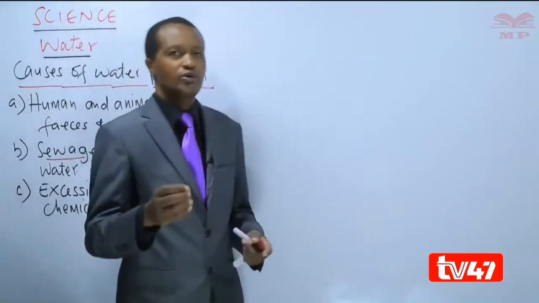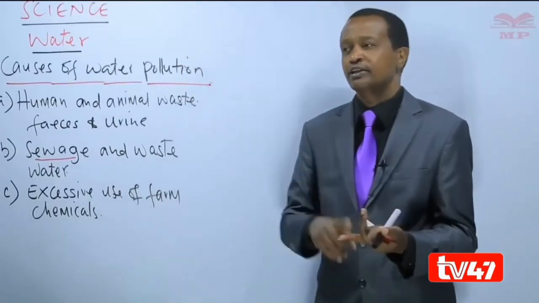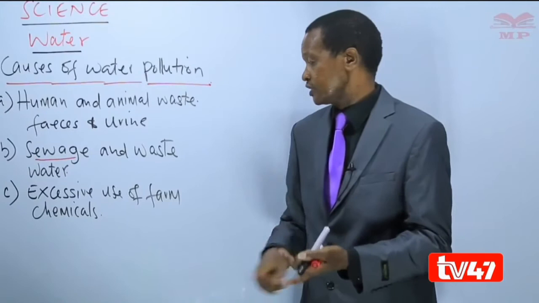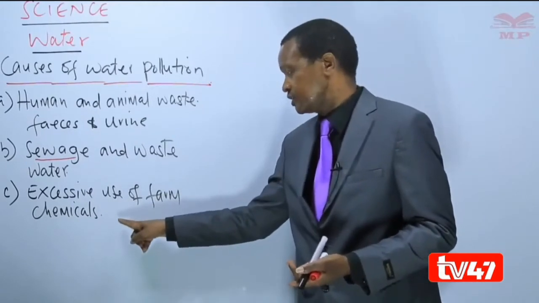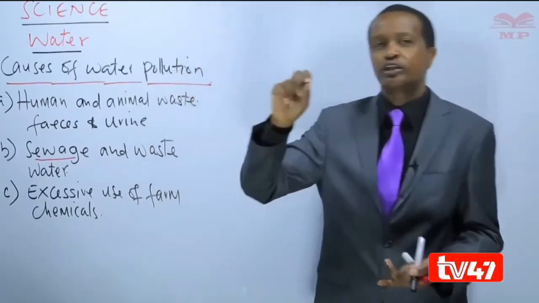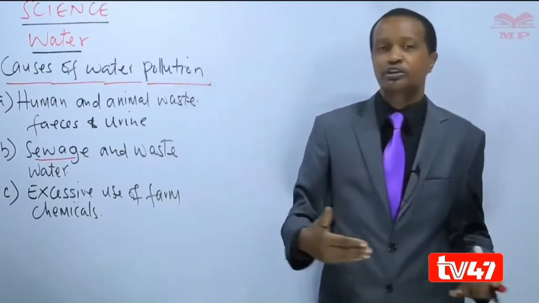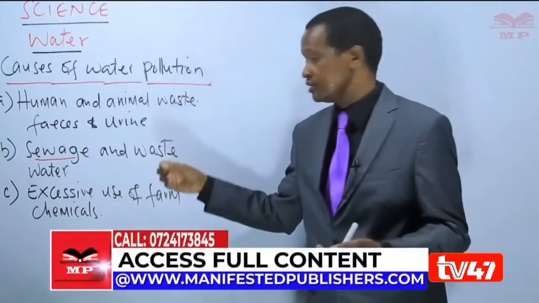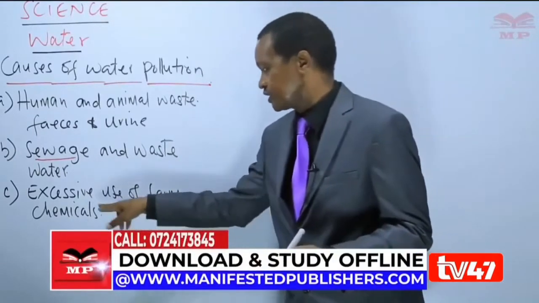How does it happen? Now, farm chemicals refer to things like pesticides, fertilizers, and so on. Fertilizers and pesticides are used when farming, and these can cause water pollution. Now, during the rainy season, learners, the chemicals are washed into water bodies. Water bodies are like the lakes, okay?